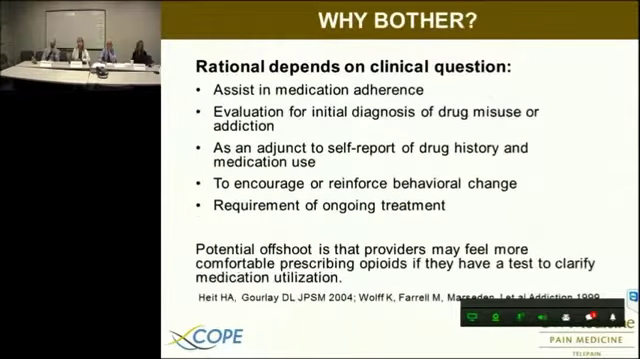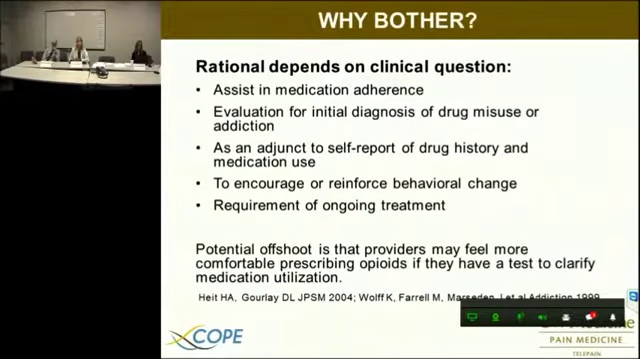So why do we bother? We want medication adherence to help with patients getting in line for doing what they really should do. It also can be a diagnostic tool. It helps us with the initial diagnosis of drug misuse or addiction. It's an adjunct to self-report, and it's not a replacement, but it is an adjunct, and we should still be talking to our patients. We want to reinforce behavioral change, and it's a requirement of ongoing treatment in virtually every clinic that prescribes opioids and for all the national organizations.